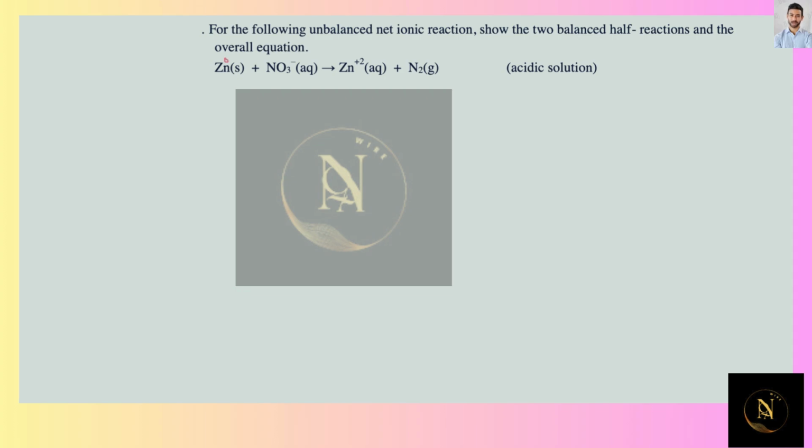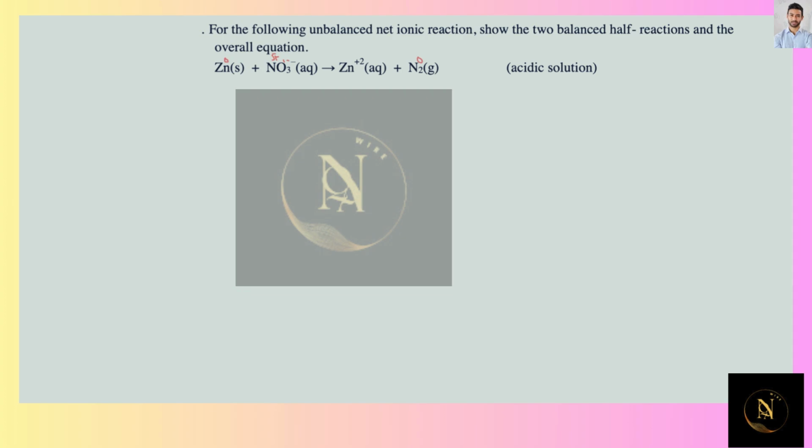Hi, so over here we're going to have the following unbalanced net ionic reaction in which we need to first of all identify the oxidation states of each of the compounds. Over here, oxygen is going to have 2 minus for each of them, so that means that we require a 5 plus on the nitrogen in order to generate the negative charge.